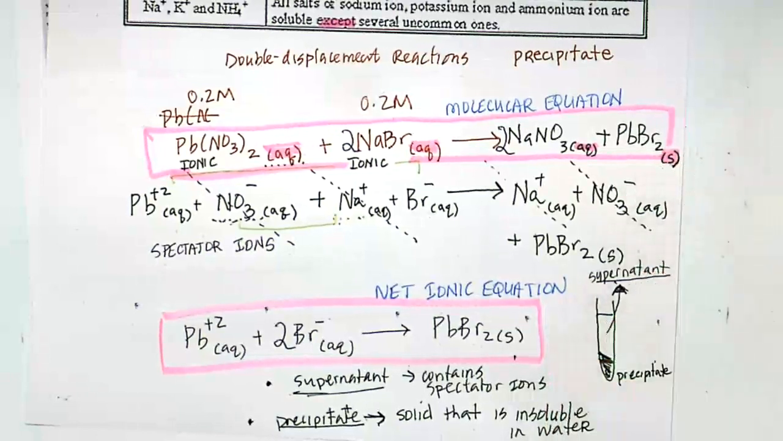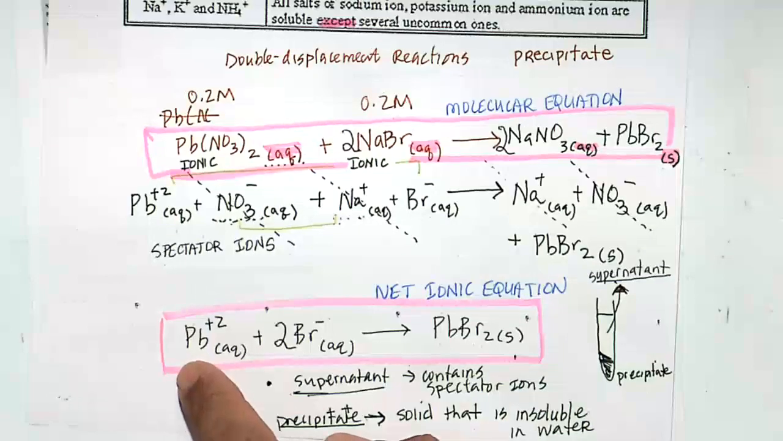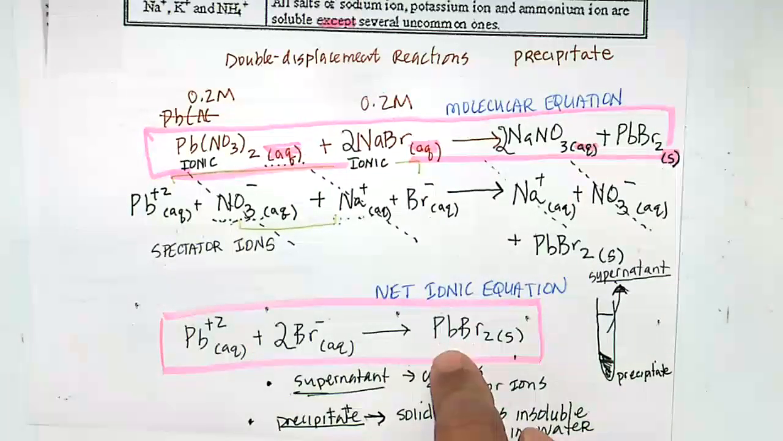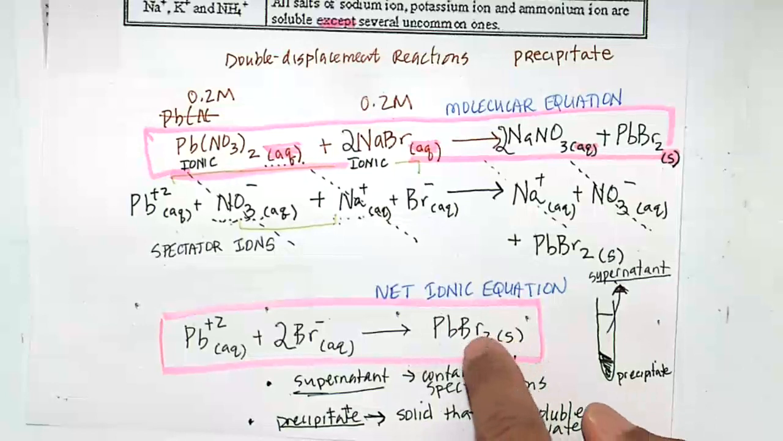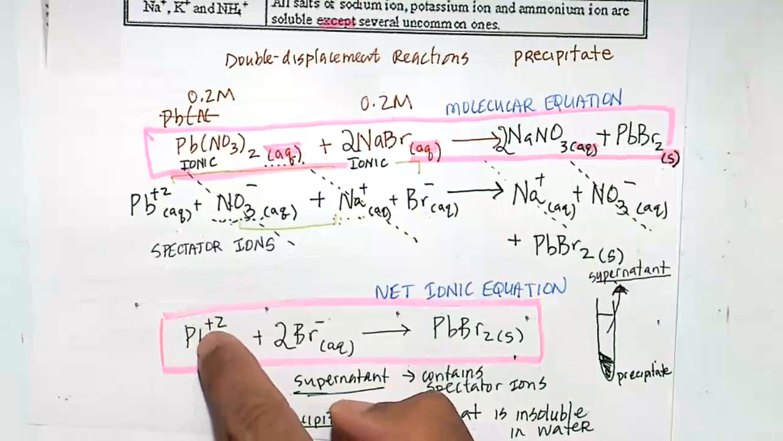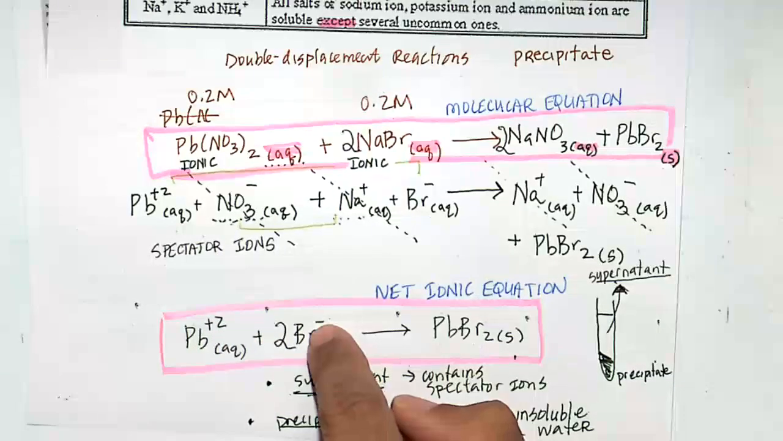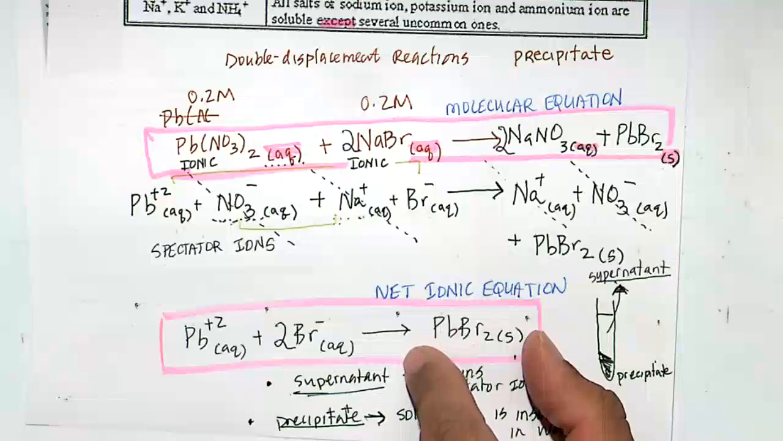And another thing I've noticed is you need to balance your equation. Okay, balance it. How many lead? 1. How many Br? 2, because I balanced it. What's the total charge on my reactant side? +2 minus 2 is 0. What's the total charge on my product side? 0. There's no charge here.